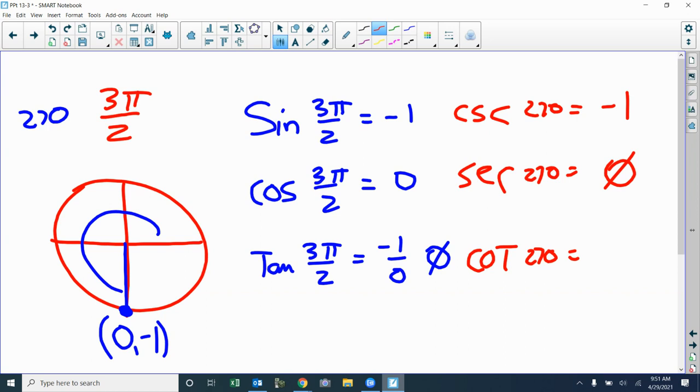Cotangent. This one's a little bit different too. It's going to be 0 over -1, which is 0. Be careful, that's not undefined. Where's the only spot we can't have zeros? In the denominator. If it's in the numerator, we divide by -1, that's 0.